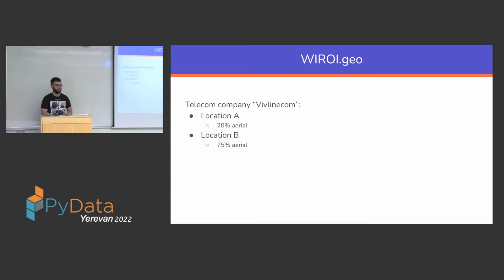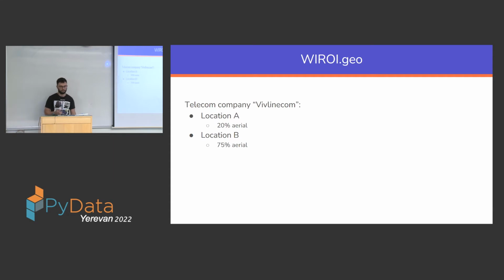So what the companies and what Wireless 2020 is providing service for with its WireGeo platform is, let us introduce a telecommunication company, Vivline.com, let's say. So Vivline.com wants to expand into another market and wants to supply wiring to these locations. So it has two opportunities for expansion, location A and location B.